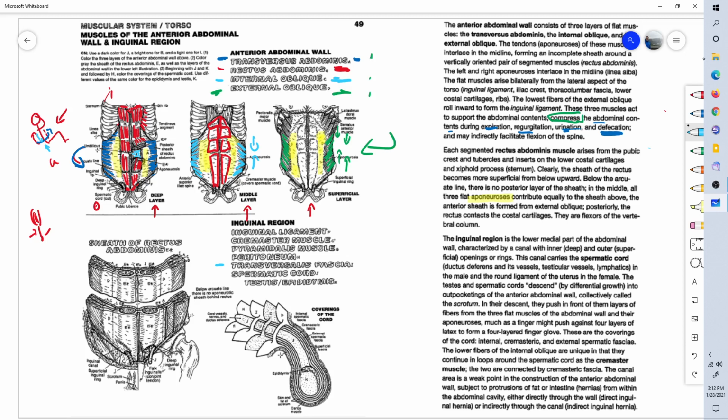Let's take another look at it. Let's start from the deepest layer, the transversalis fascia. Here's another look of it, a slice through the abdomen here. The transversalis fascia, the most deep.